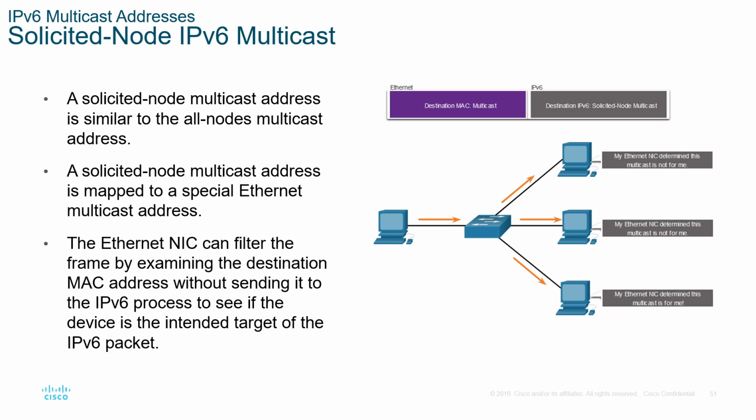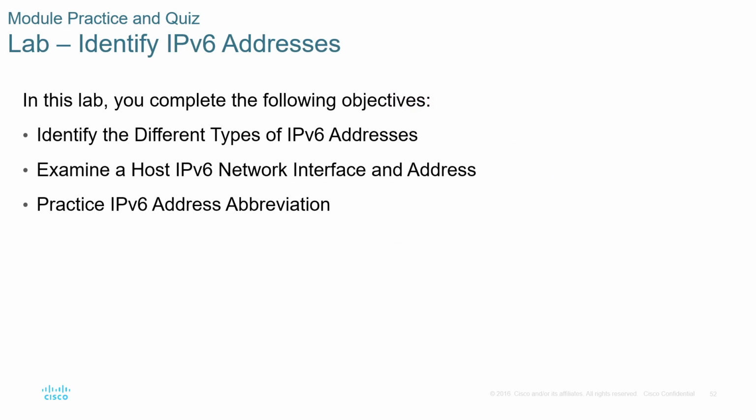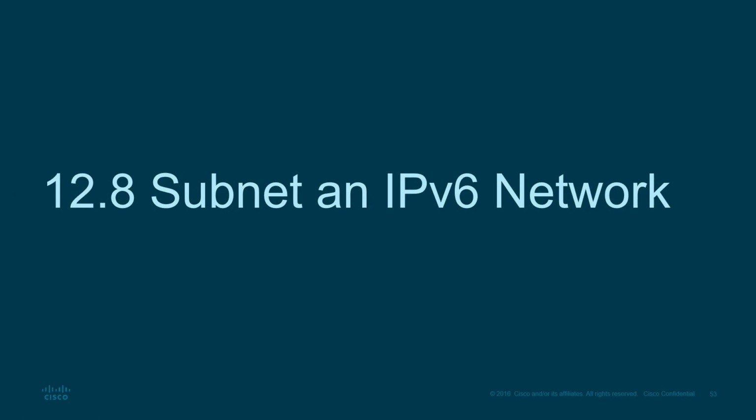A solicited-node multicast address is similar to all-node multicast. It's mapped to a special Ethernet address. The NIC can filter the frame by examining the destination MAC address without sending it to the IPv6 process. So you can see that it's filtering out here, and these guys are going, hey, it's not for me, it's not for me. They're going to have you go through that in the lab.